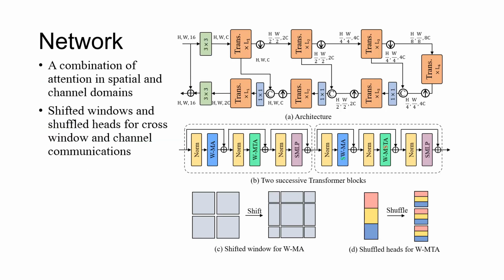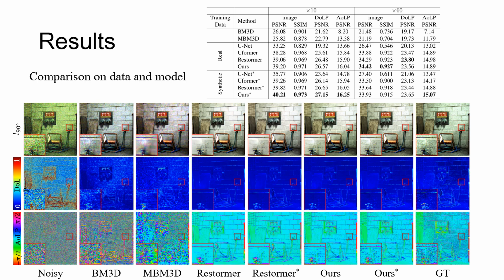For better polarization color image restoration performance, a transformer-based neural network is proposed, which combines attention modules in both spatial and channel domains. Shifted windows and shuffled heads are used for cross-window and channel communications. We train models on real paired data and synthetic data, and conduct evaluations on our test set.